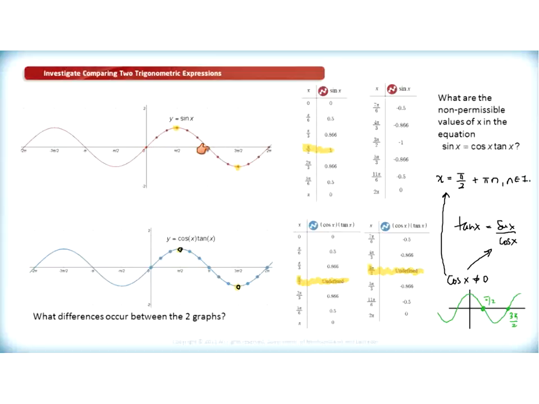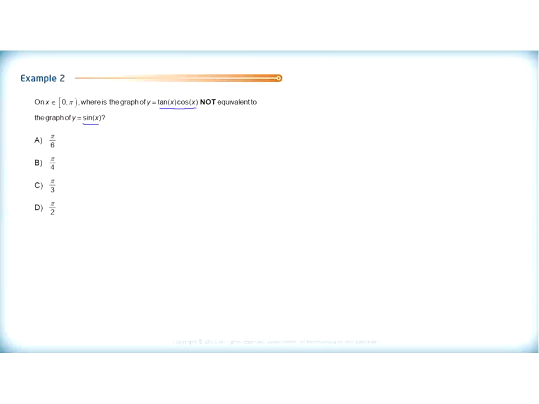It's undefined between 0 and pi. It just asks for between 0 and pi. Where is it undefined? The only value of theta, or x, where the two equations are not equal is at pi over 2. So the correct answer to this question is pi over 2.